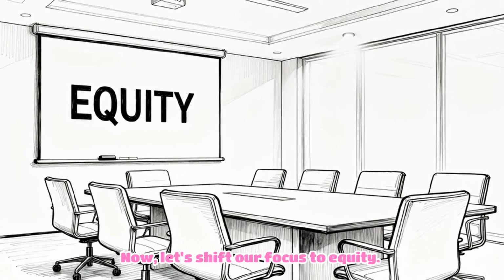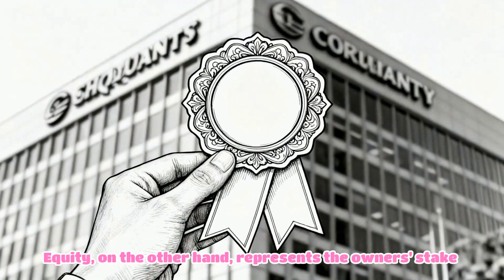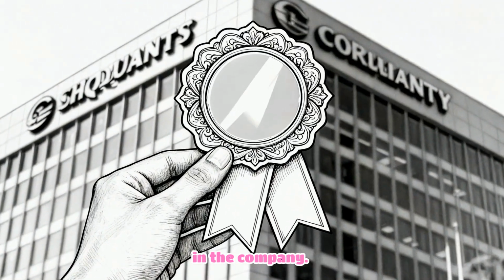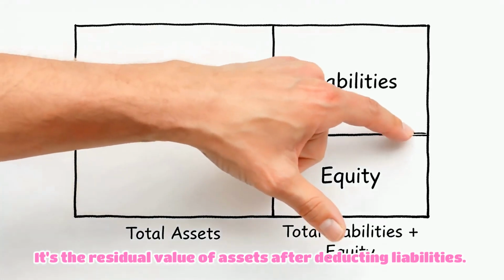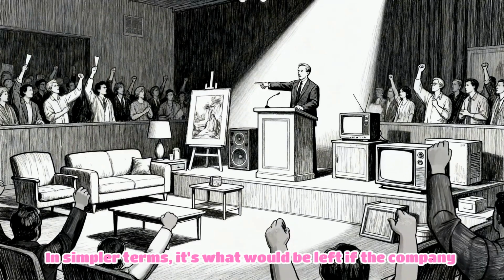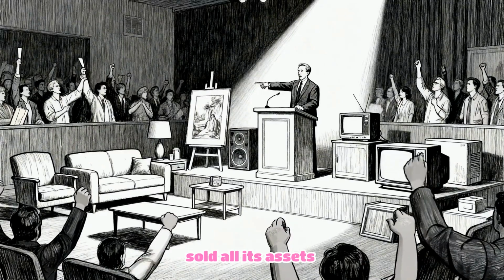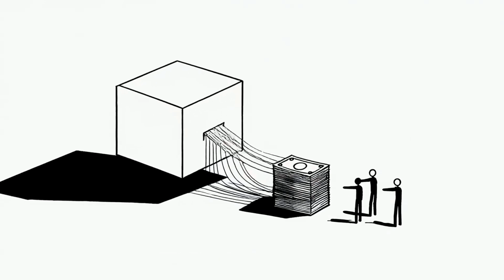Now, let's shift our focus to equity. Equity, on the other hand, represents the owner's stake in the company. It's the residual value of assets after deducting liabilities. In simpler terms, it's what would be left if the company sold all its assets and paid off all its debts.